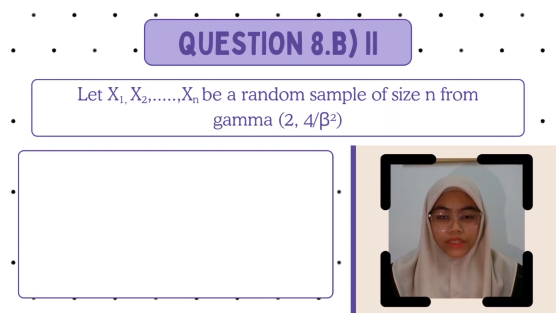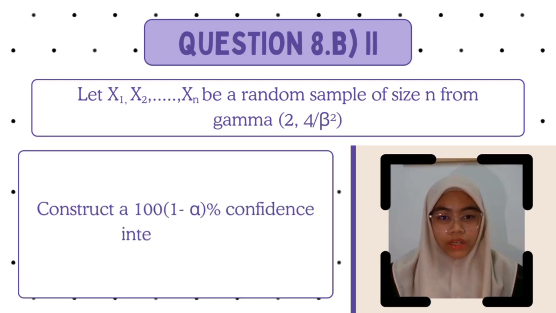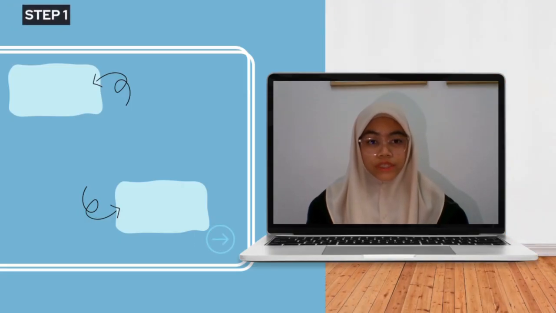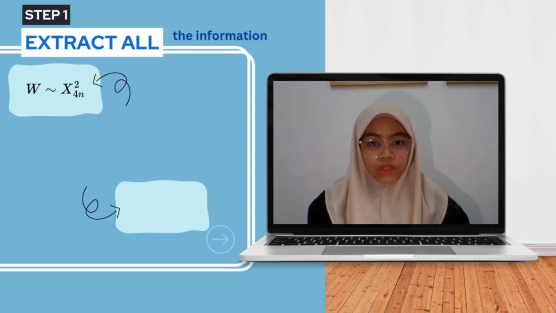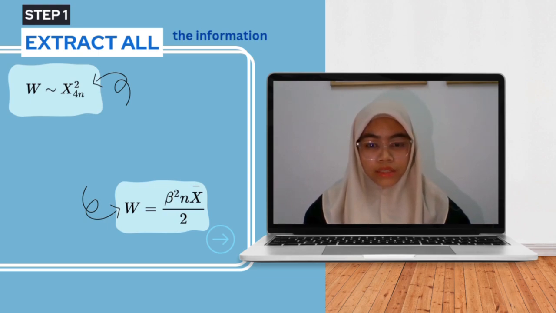Next is question 8, B, Roman 2, which is to construct a 100(1 minus alpha)% confidence interval for beta. So for step 1, extract all the information from the question. First, W follows a chi-square distribution with 4n degrees of freedom. And the second one is W equals beta squared n x bar over 2. Both of them come from question B, Roman 1.